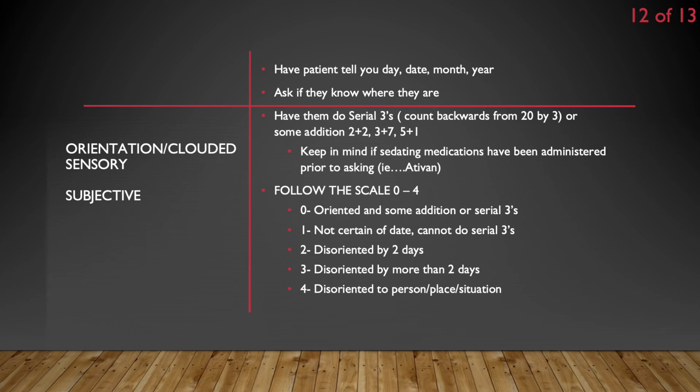Follow the scale. 0 is oriented with some addition or serial 3s. 1, they can't tell you the date or they're not sure, can't do serial 3s. 2, they're disoriented by 2 days at least. 3 is 2 days or more, and 4 is disoriented to person, place, situation. So with this in mind, this is how you do a CIWA.